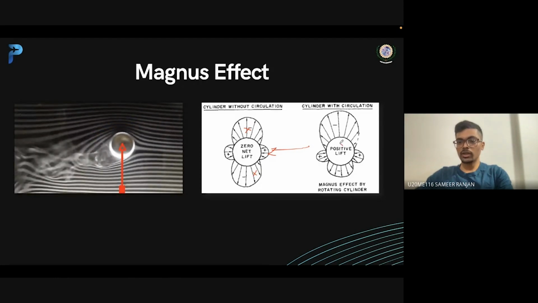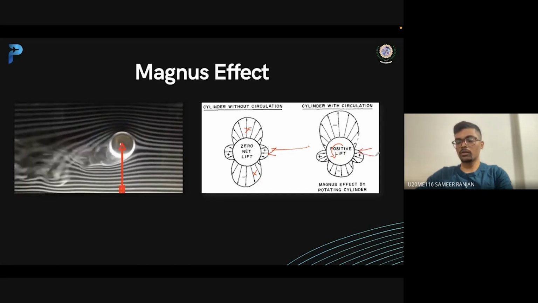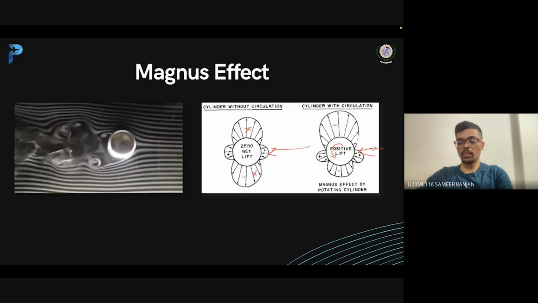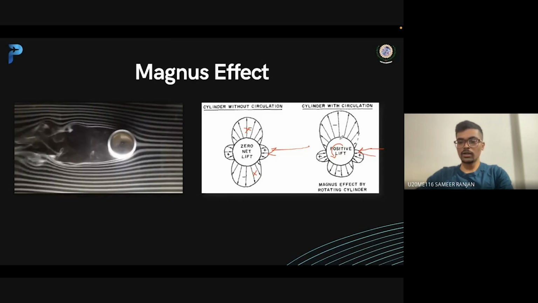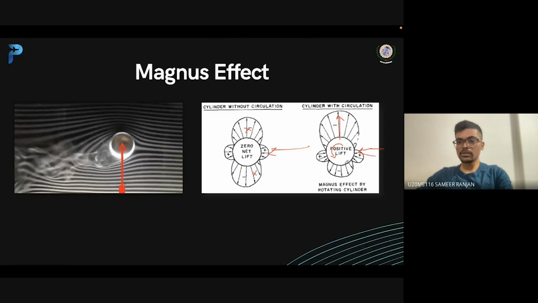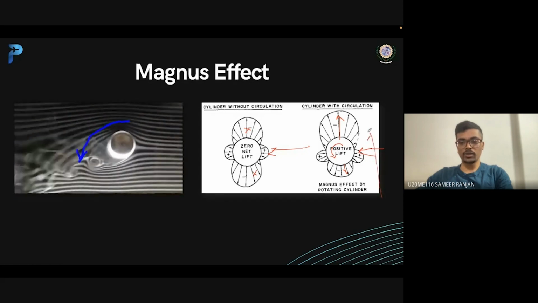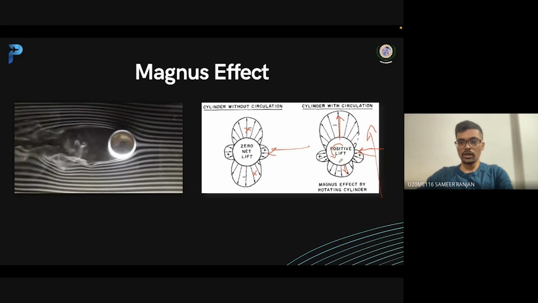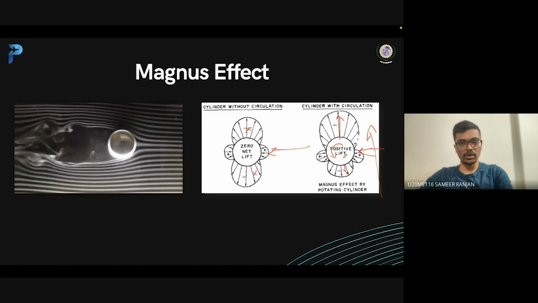But when they gave it a particular omega, and after giving it a particular omega, when they blew wind from this direction, they noticed that it was generating some force upwards and some force downwards, but this time there was a net force in the upward direction, which eventually made them think, how can we do this without giving it a particular omega?